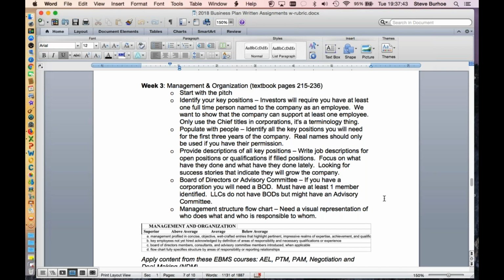So again, make sure that people know if their names are in your plan. And again, everything, including your officers, board, everybody. So again, put people in. I need at least one real name, because again, without a real name, investors will go, is it a real proposal? Provide descriptions for all the key positions. Again, if you don't have somebody for a job, tell me what you're going to be looking for. 10 years experience, CPA degree.